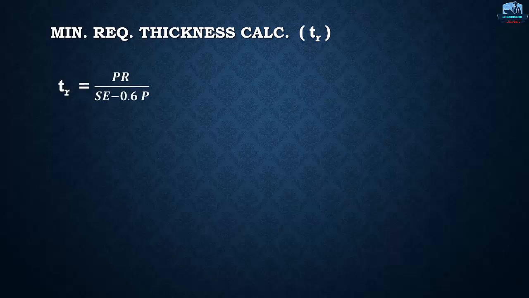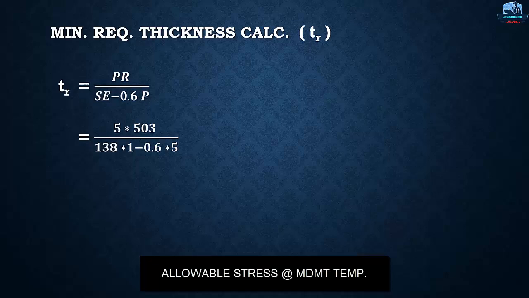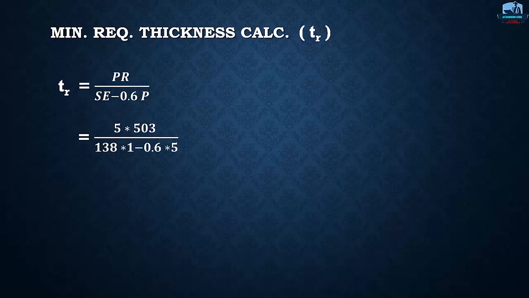Here you can see the simple formula used for thickness calculation, which is based on UG27. The key point to remember here is allowable stress values. The allowable stress values must be considered at MDMT, meaning minimum design metal temperature. In our case, the design temperature is 100 degrees Celsius and the MDMT is minus 32 degrees Celsius. Therefore, I must consider the allowable stresses at minus 32 degrees Celsius, not at 100 degrees Celsius. If you don't know how to find the allowable stress values, we have some other videos on our channel. You just go and check that video so you will understand how to find the allowable stress values.